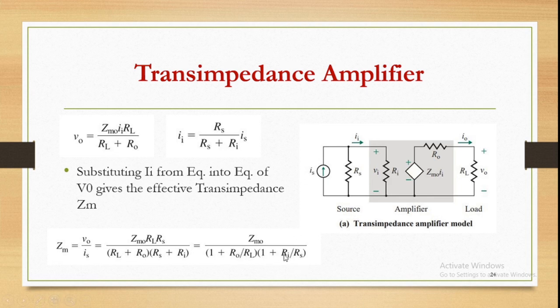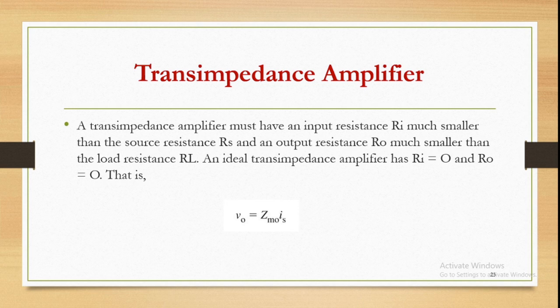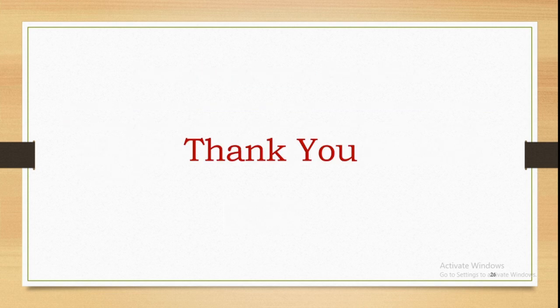So you can see R0 and RI are both in the denominator. So we can say if we have to make this particular equation equal to ZMO, R0 upon RL should be equal to 0 and RI upon RS should be equal to 0. Means R0 and RI should both be equal to 0. So to have the transimpedance amplifier's effective gain not reduced, it should be equal to ZMO. So V0 is equal to ZMO into IS if and only if Ri and Ro are both equal to 0. So this is about the transconductance and transimpedance amplifier by taking the help of voltage and current amplifier. Thank you.